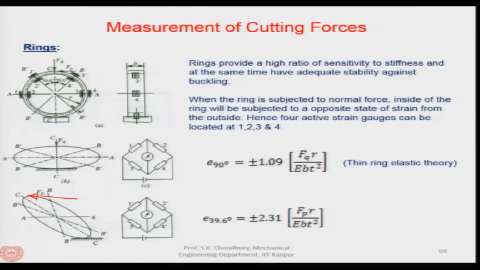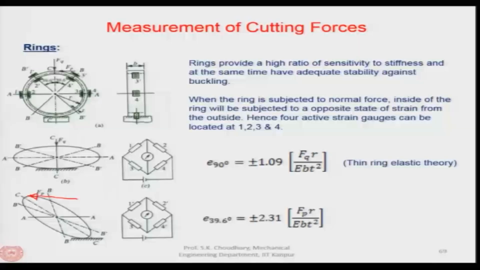So, this is the disadvantage that ring type structures have, but otherwise rings provide a high ratio of sensitivity to stiffness, as I said, and at the same time have adequate stability against buckling. Because of these properties, ring type structures are used for measuring forces in practice, which we will discuss in our next lecture. Thank you for your attention.